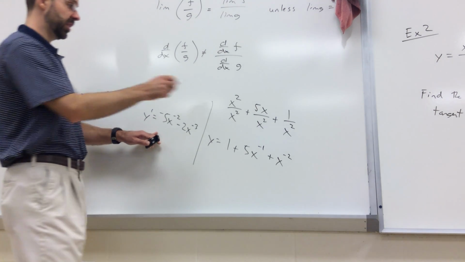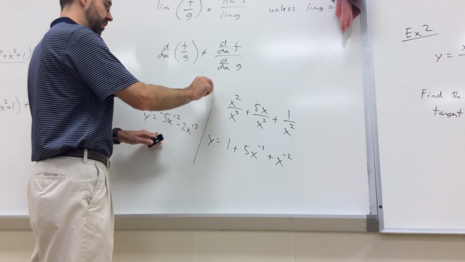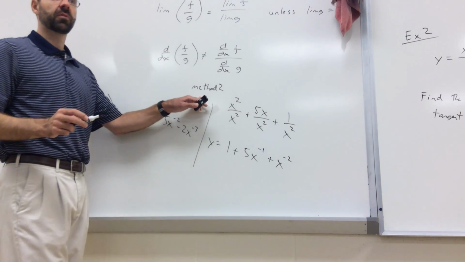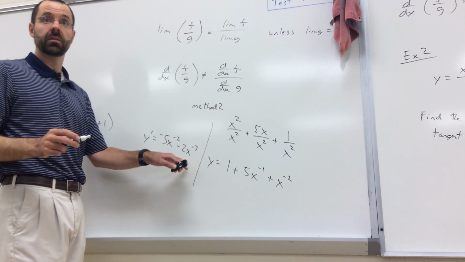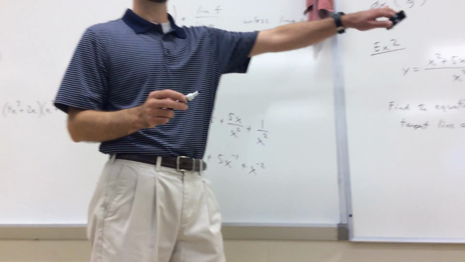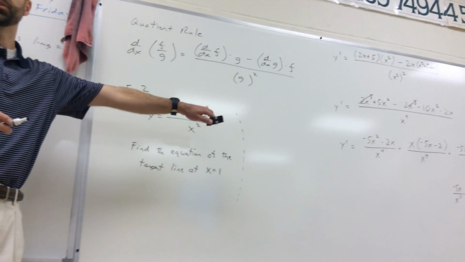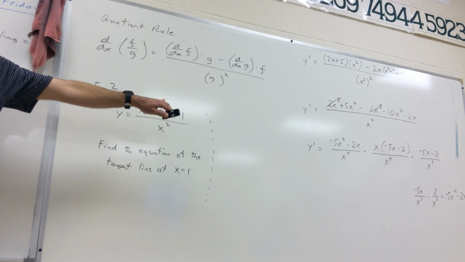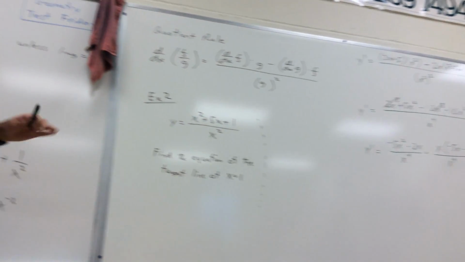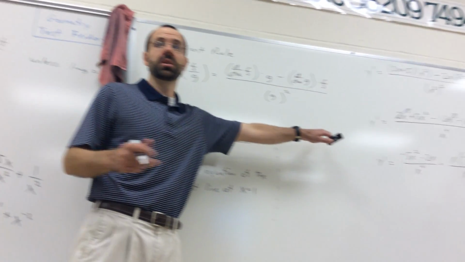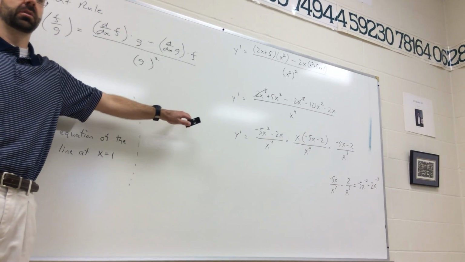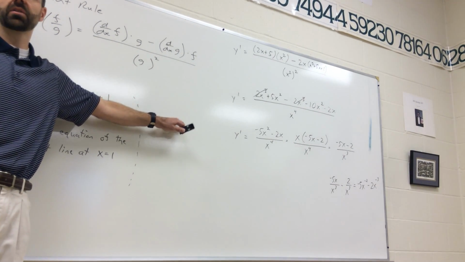Okay, so this over here was method 2 for finding the derivative, right? And this over here was method 1 for finding the derivative. There's some problems where you'd have to use the quotient rule. You wouldn't have method 2. So that's why the quotient rule is important.